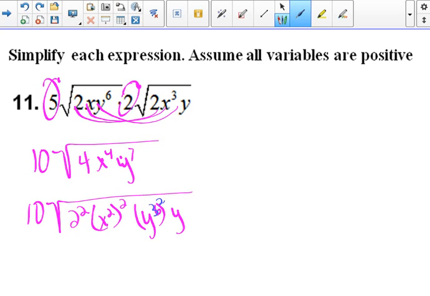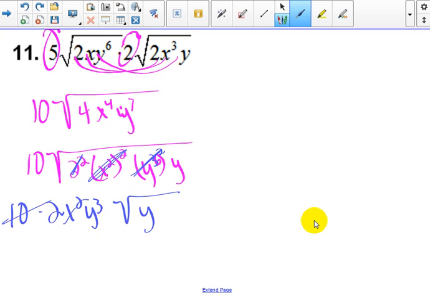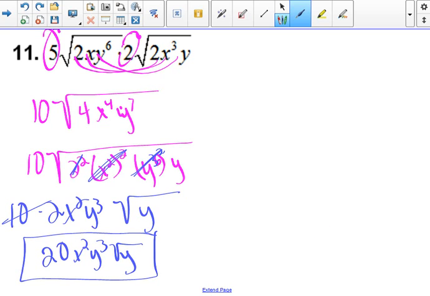Right? Now all the things that are square we can take out, so leave our 10 here, and we still have a 2 squared comes out. Oops, let me fix this. And the x squared comes out, and the y cubed comes out. And we're left with the square root of y. Now let's clean all this up. So 10 times 2 is 20, x squared y cubed times the square root of y. And that's our answer.